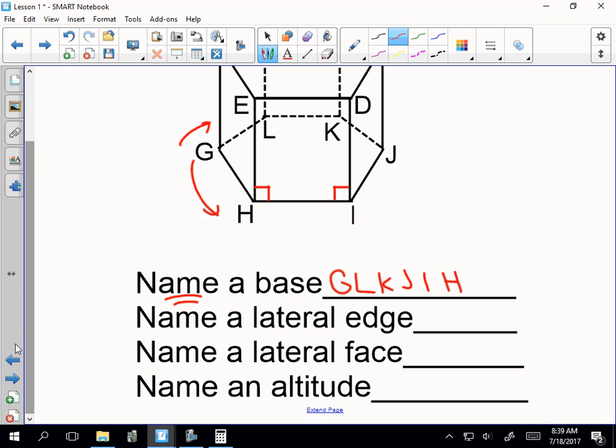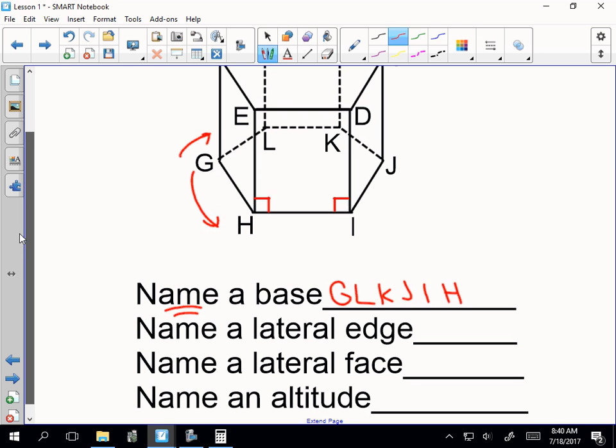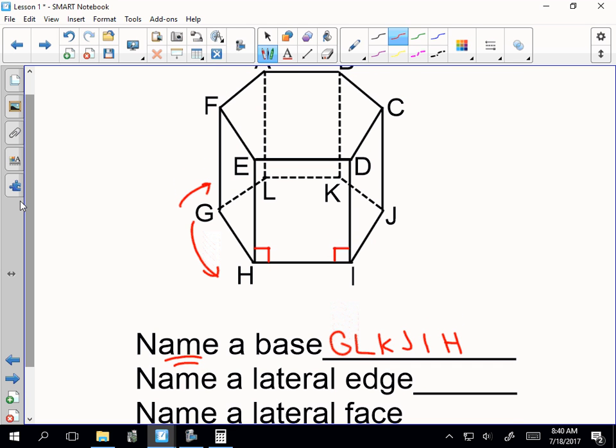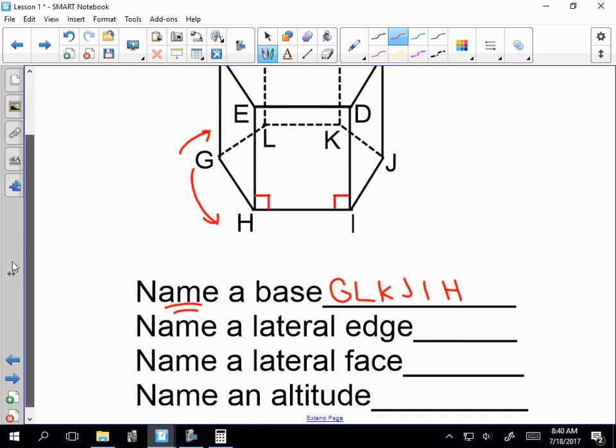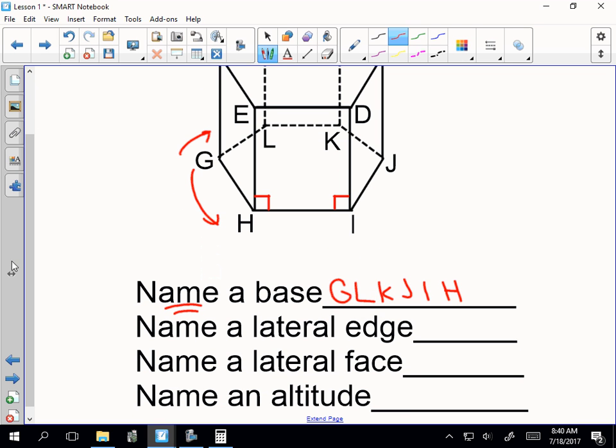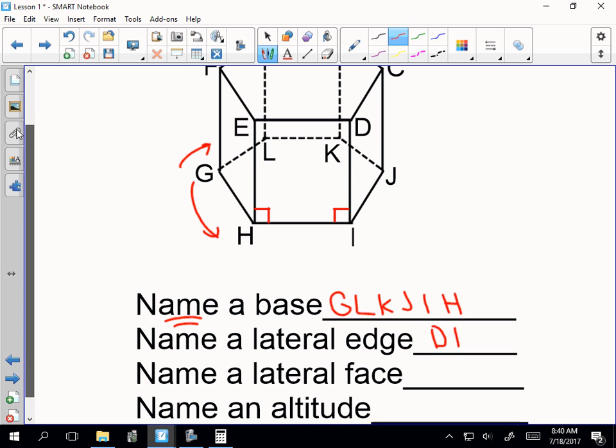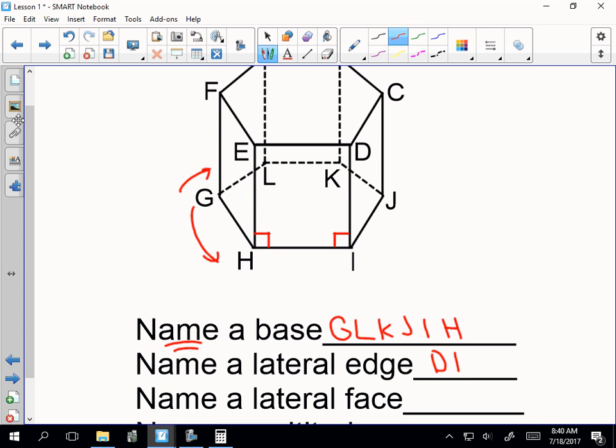Okay, so that would be the name of the base hexagon in this shape. Remember, lateral edges connect the two bases. They're line segments. So when we're looking at line segments, we would want to use a two-letter designation. DI would be one lateral edge. I could use GF as another one. But when we're talking about a lateral edge, we want the two endpoints of that line segment.